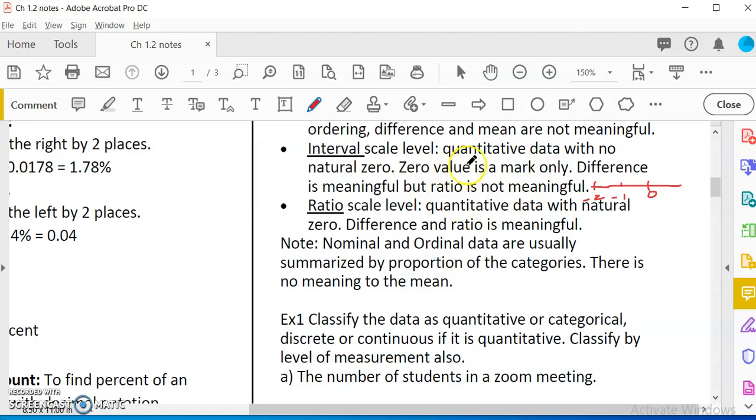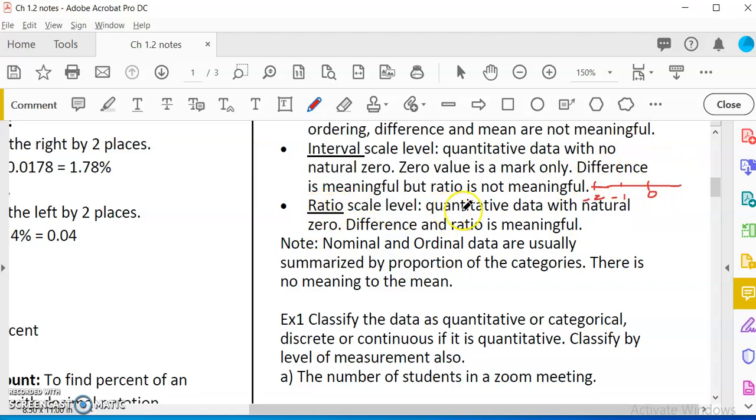Another example of interval level would be year. Year as in name of the years, like year 2000. Year 0 doesn't mean that there's no year. It's really a label where it is the point where it's before Christ or after Christ. Okay.